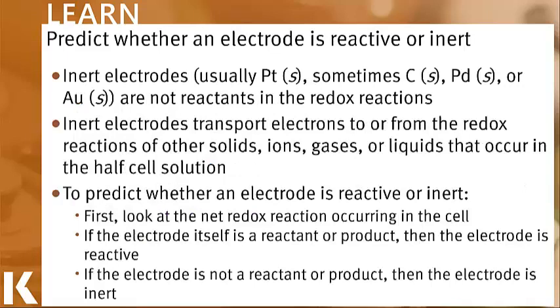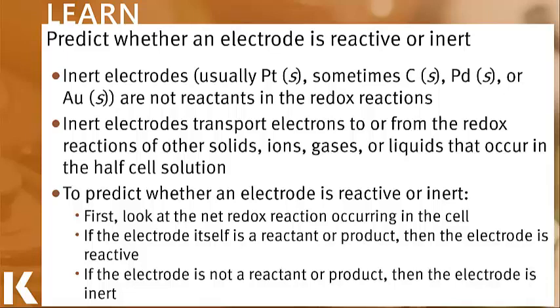On the other hand, there are inert electrodes. Inert electrodes usually are made of platinum. Sometimes they're made of carbon, palladium, or gold. The reason that we call them inert electrodes is because they are not reactants in the redox reactions. These inert electrodes are there to transport electrons to or from the redox reactions of other solids, gases, ions, or liquids that are in the half cell solution.